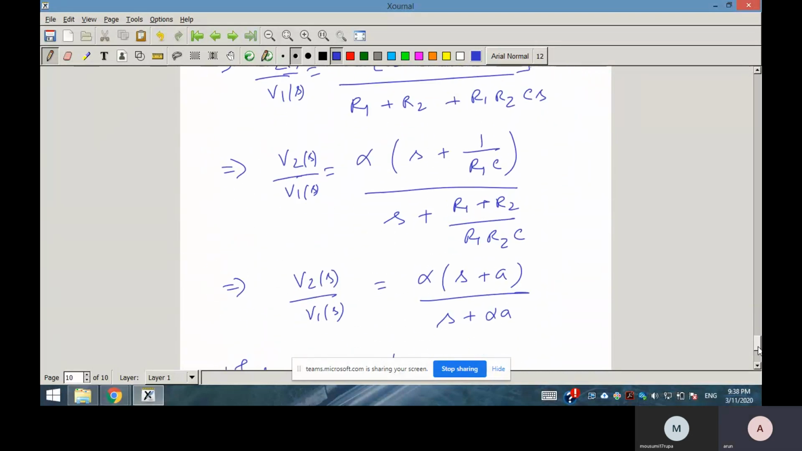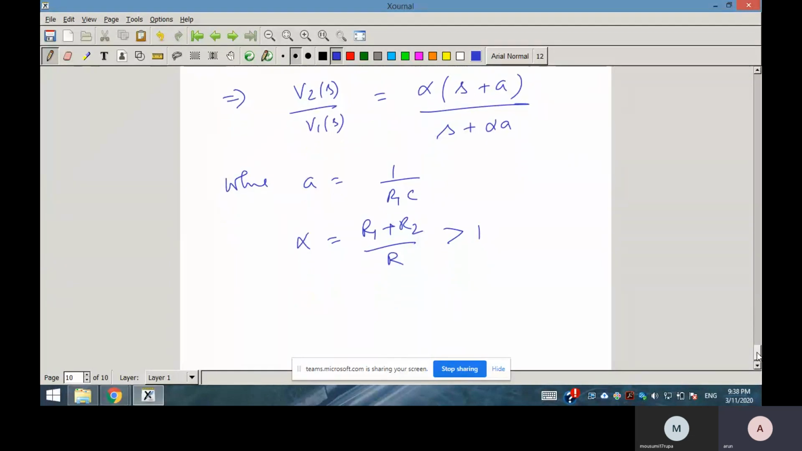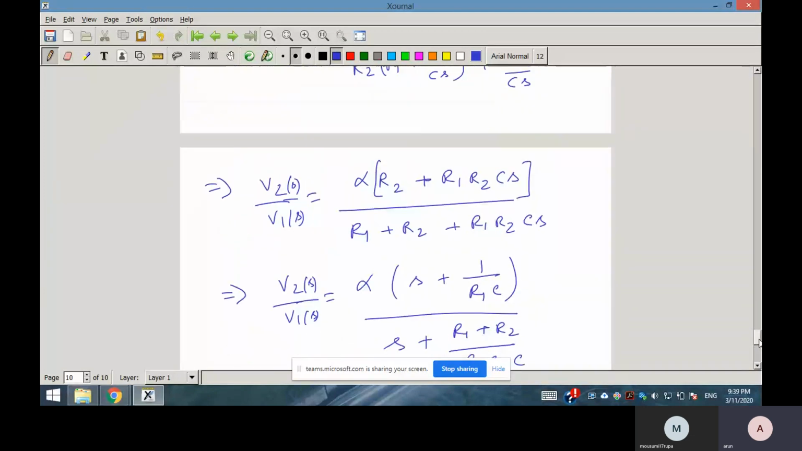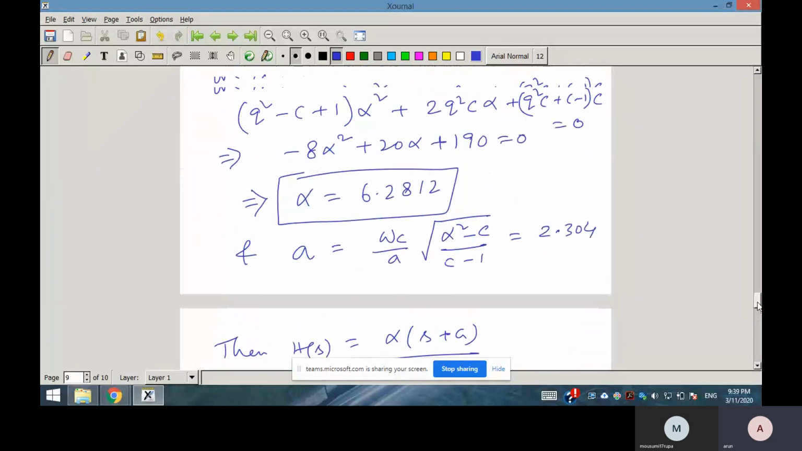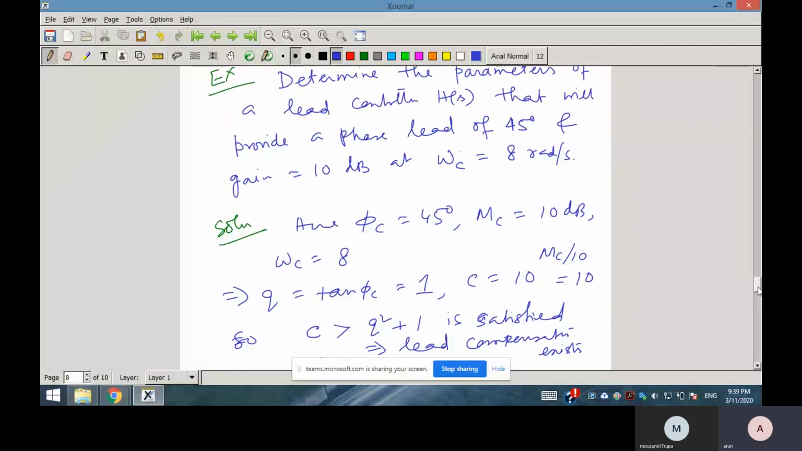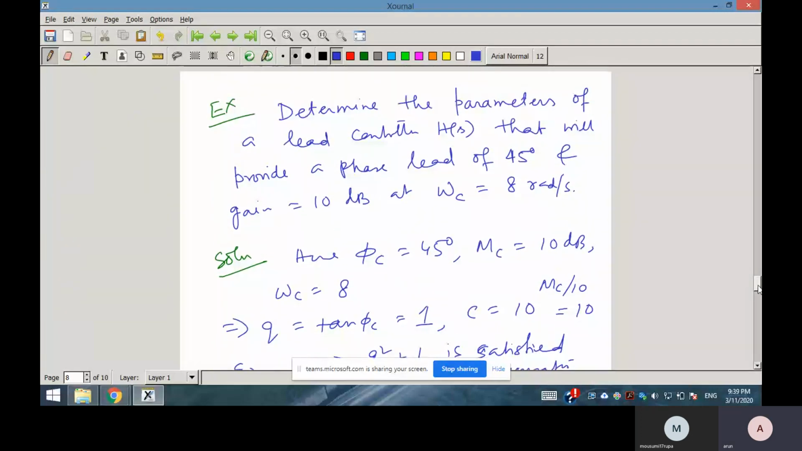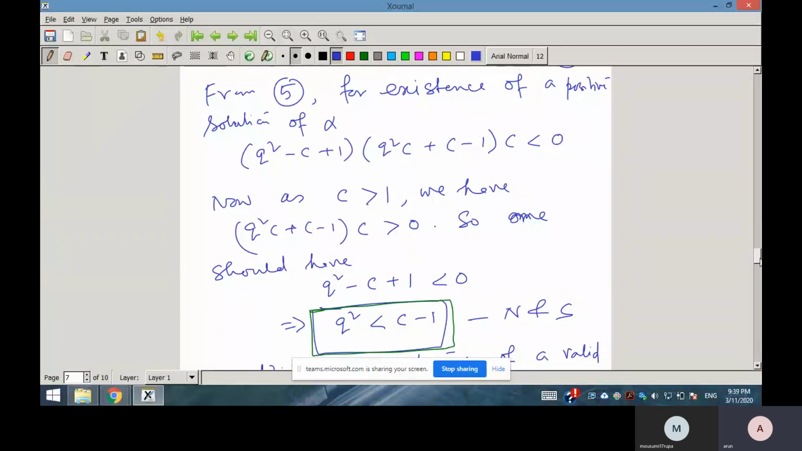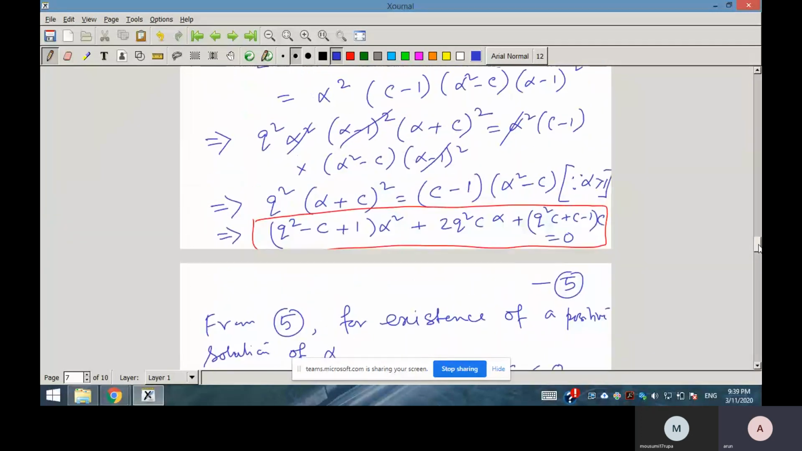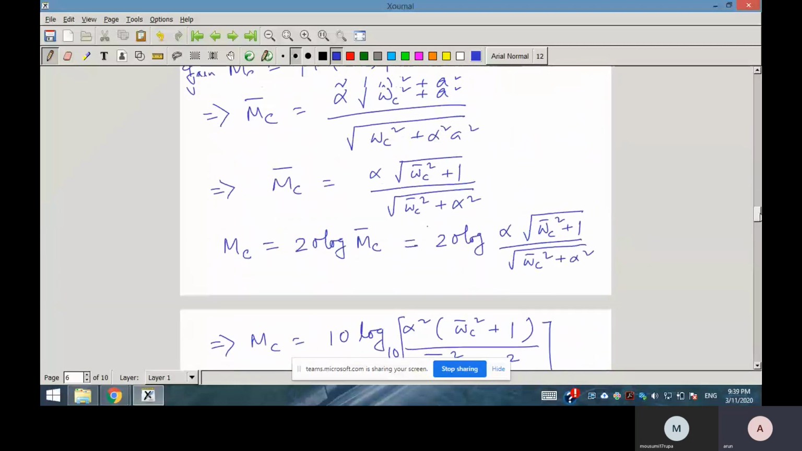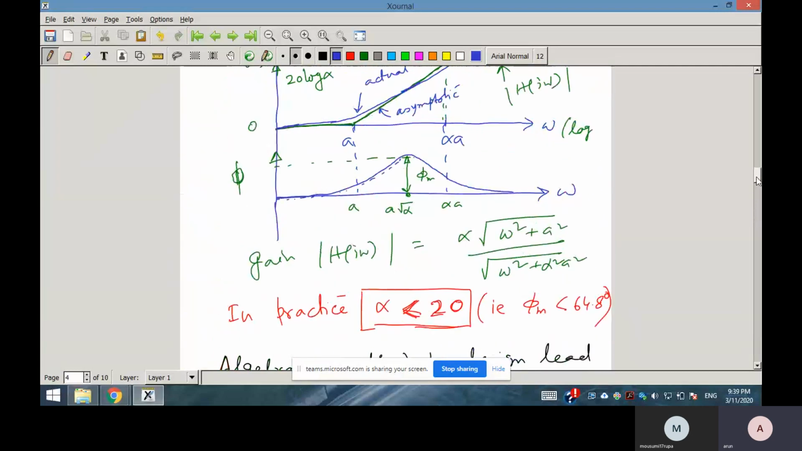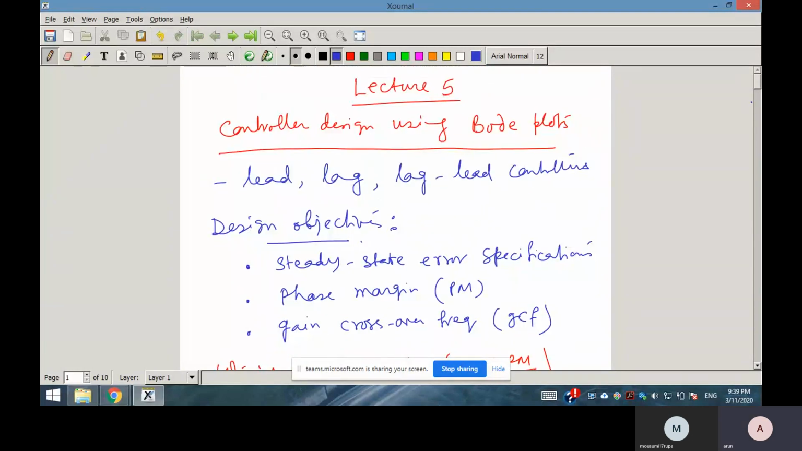So this is about the lead controller. How to design for a given system, what phase margin is needed, how much gain crossover, all those things we will consider later. But this is the lead controller transfer function I have designed, and it is a first order controller. And also we have seen how to design the parameters using an analog approach. So once again, I will see if there is any minor error.